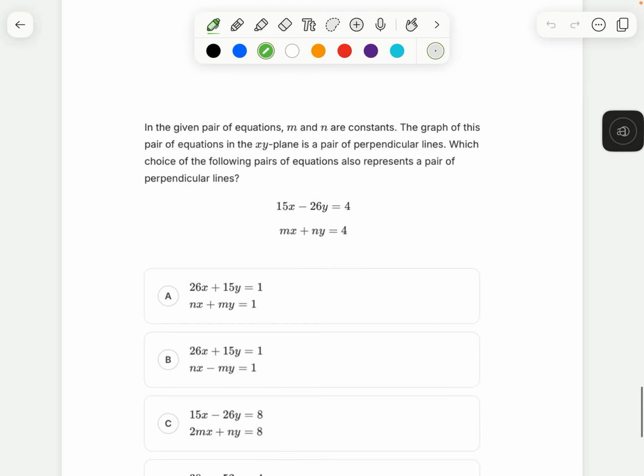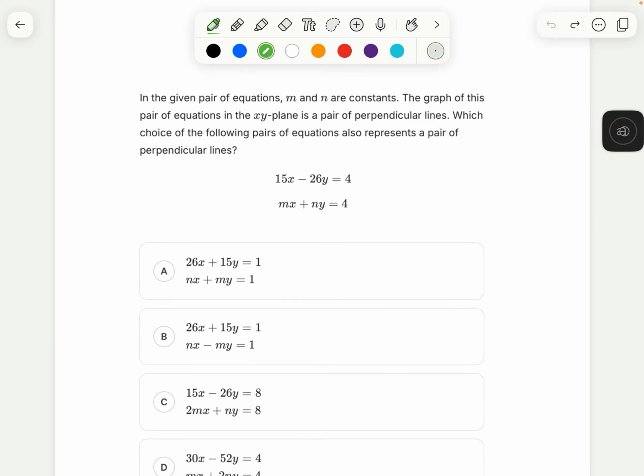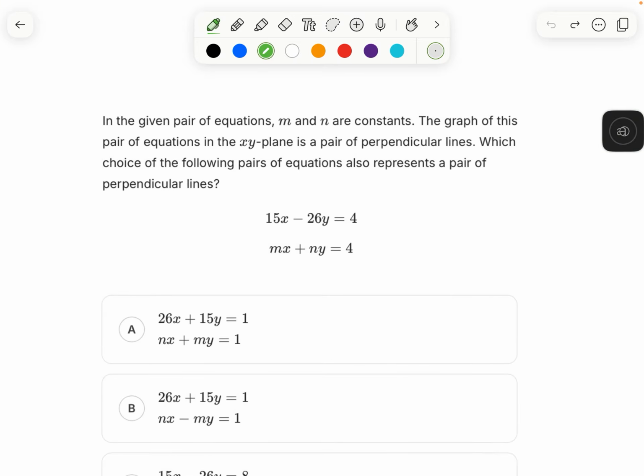Okay, so here we have a pair of equations where m and n are constants, and we're told that these lines are perpendicular lines. So the system of equations has perpendicular lines. Which of the following pairs of equations also represents a pair of perpendicular lines? Right away, what are we given? We're given that these are perpendicular lines.